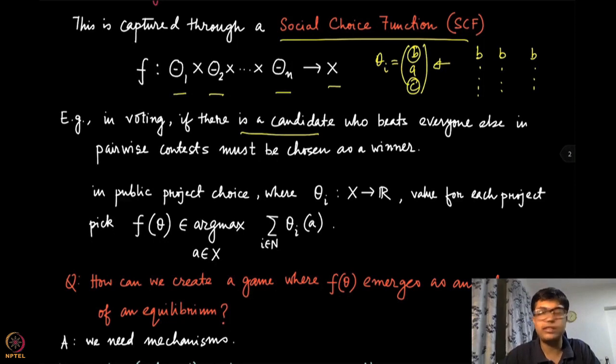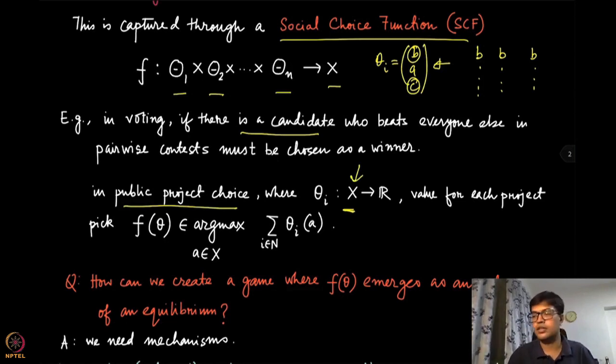But in the cardinal world, you can think of a public project choice. Suppose we are choosing one of these projects, where theta is just giving you some real number. Theta I is nothing but whichever public project you choose. This X could be the set of all public projects: building a bridge, a public park, a museum, whatever. That gives a certain amount of happiness or satisfaction if you are agent I. That is captured by this function theta I, which is nothing but its type. So theta IA is the value of agent I for that public project A.